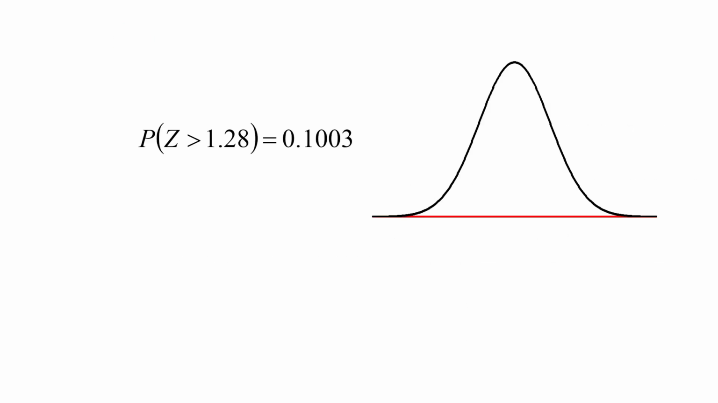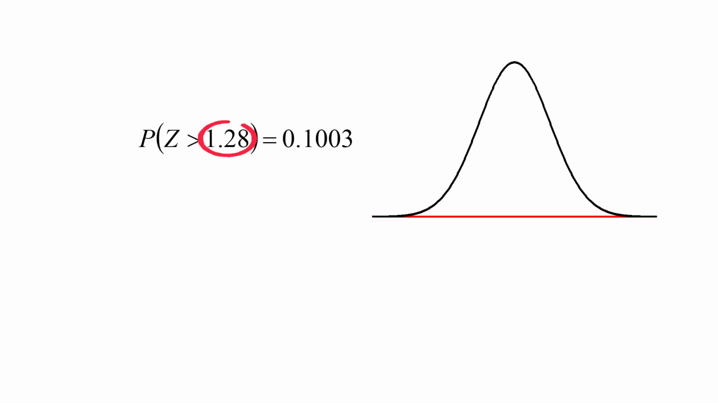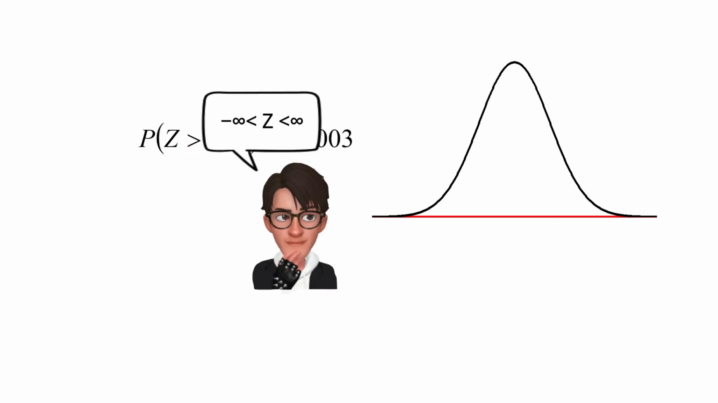Before proceeding, let's clarify something. The numbers 1.28 and 0.1003 totally convey two different meanings. Specifically, 1.28 represents a Z-score, that is a point situated along the red line. In general, Z-scores range from negative infinity to positive infinity.